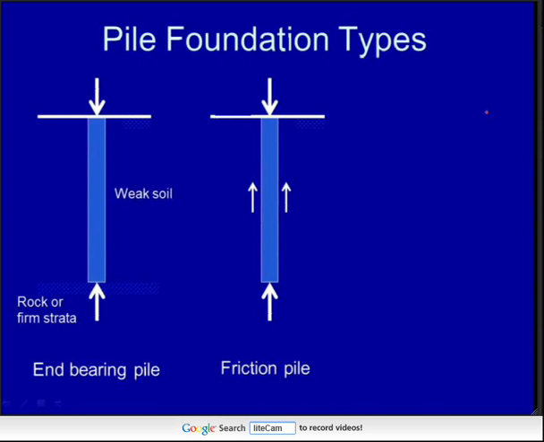Why is this important? Well, one of the things you can do, imagine trying to bore an open hole in a very soft, loose material. We've said the soil likes to relax inwards. Well, in a really weak material, it might start collapsing into the hole.